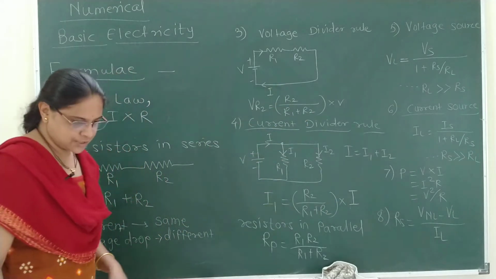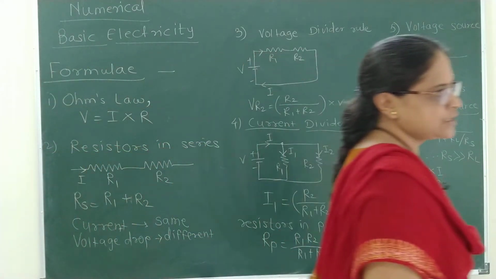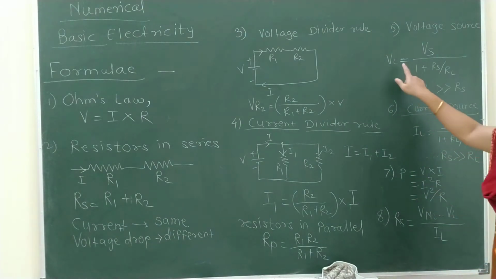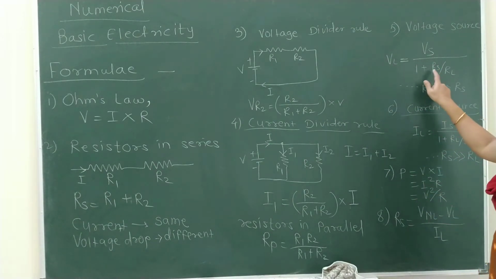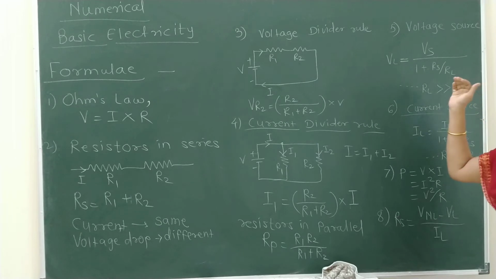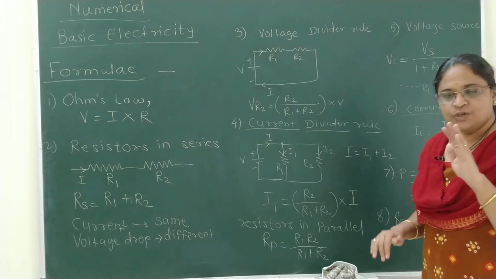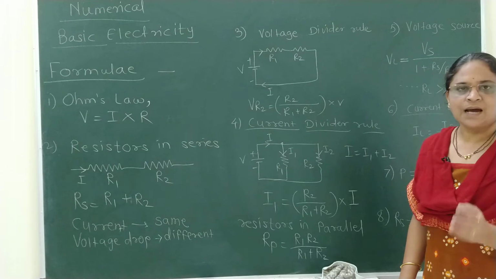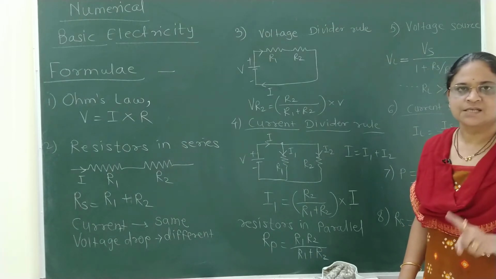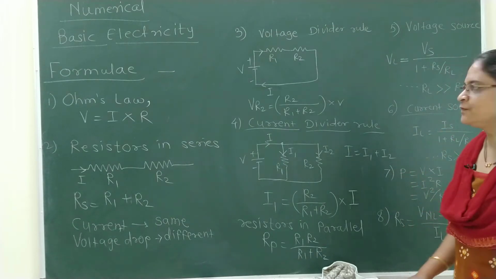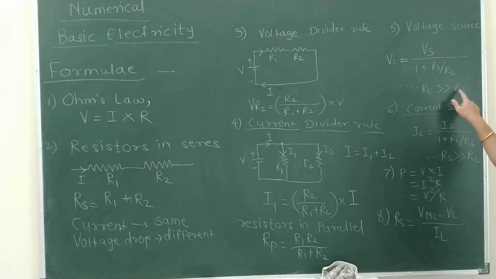Next, the voltage source. How to find the output voltage, that is, the voltage across the load? The formula is VL equal to Vs upon 1 plus Rs upon RL. Rs is the source resistance. So this ratio of Rs to RL decides that VL can be made equal to Vs if RL is very much larger than Rs. Then the current source: IL is equal to IS only if the RL upon RS ratio is very small, meaning RS should be very much larger than RL.